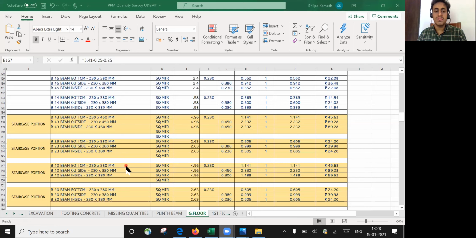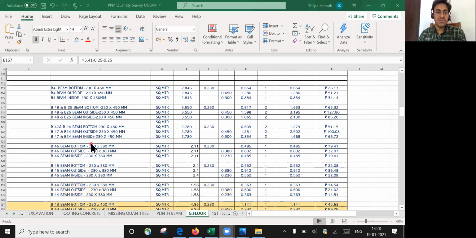Hello learners, in this lecture we'll see how to find out the beam bottom, beam outside and the beam inside shuttering near the staircase portion. We had seen up to B3 beam, right? Now before that I'll tell you one of the shortcut methods. See what has happened in the drawing now.